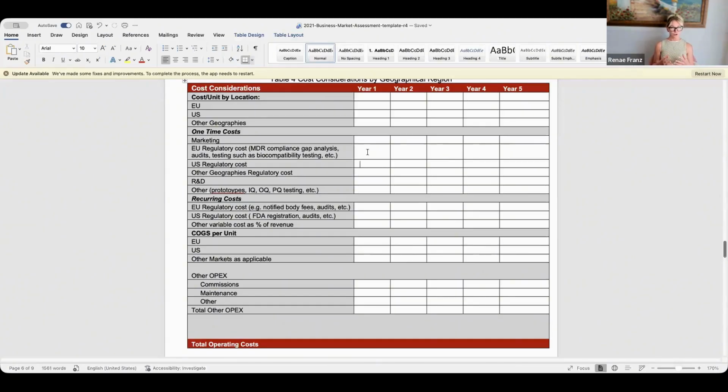And that's a helpful first start to saying, okay, I'm making this up, it's going to be a class 2 device in Europe, but it's a class 1 here. And here's the approximate costs. That's where you're going to add in those costs, as well as other geographies that you might want to sell into. R&D. So this is really important too.